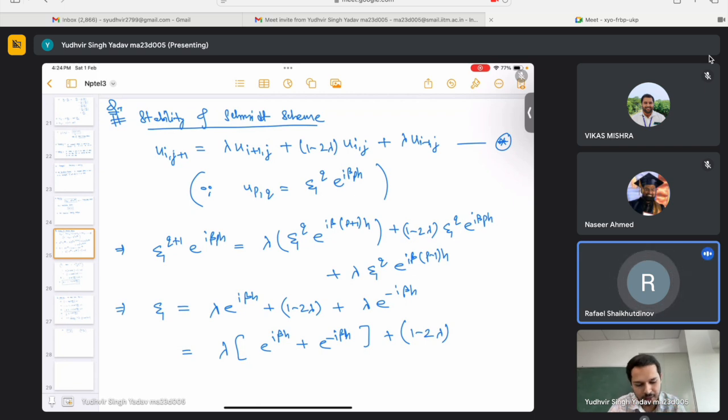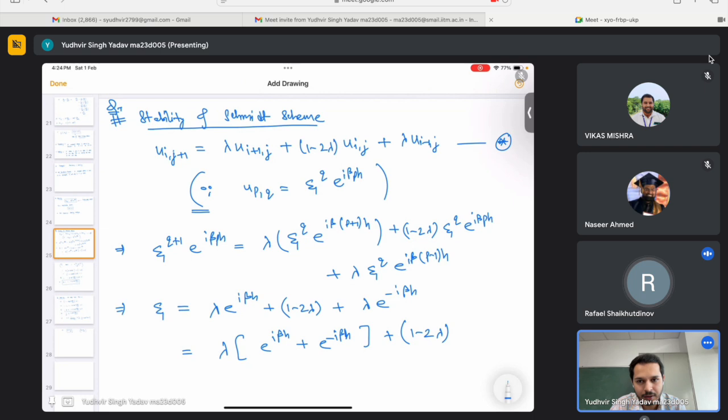Here we directly substitute this solution, that is U p q in this given form, in our finite difference scheme, that is the difference scheme that is represented by star.